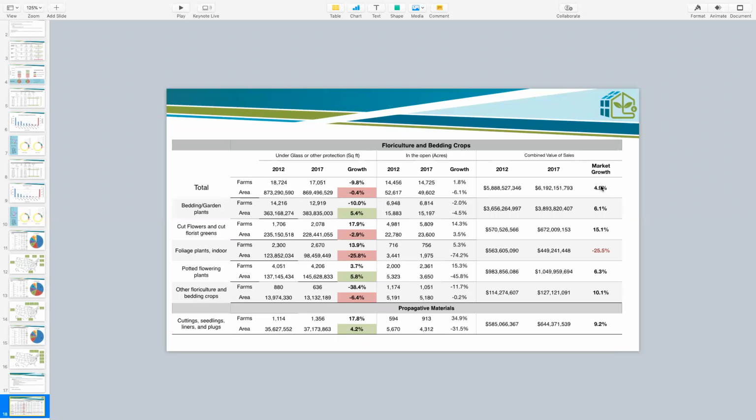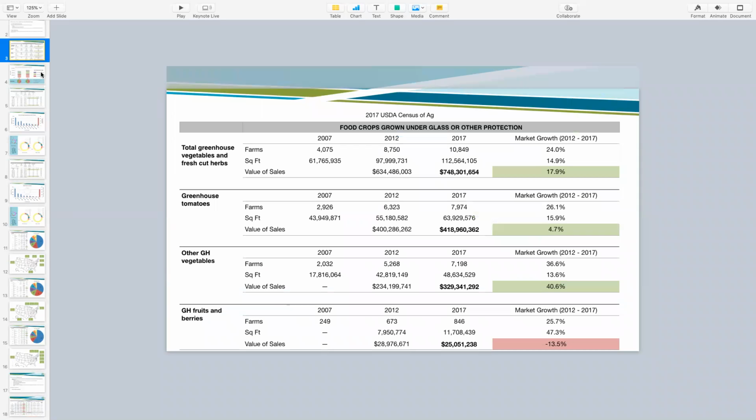Yes. Okay, above 6 billion. And it's interesting that you mentioned, if they're considering this a flat growth, that will be similar to the tomato industry, right? So the tomato industry was 4.7 market growth. And I don't know how that would be seen by the tomato growers.